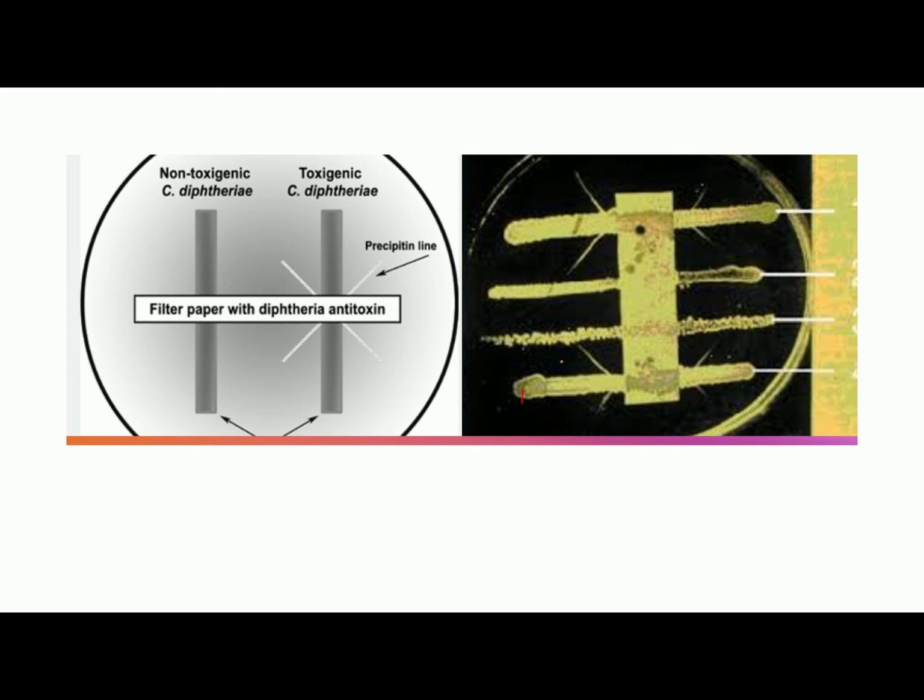So you add your strip class. Ito yung strip na yan. This has the antitoxin. Then you streak your suspected Corynebacterium. So streak mo siya ng perpendicular. Then after that, you would look for these so-called precipitin lines if positive. So ito siya. Yan yung mga precipitin lines. Now, presence of precipitin lines would indicate a positive result.